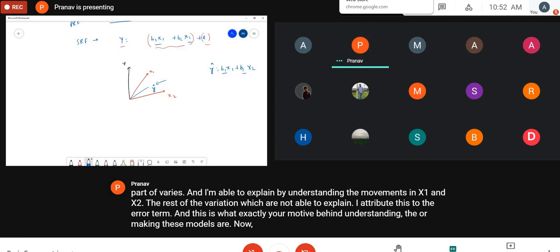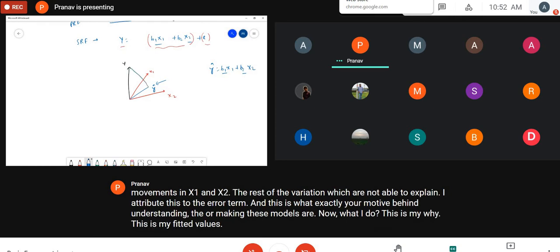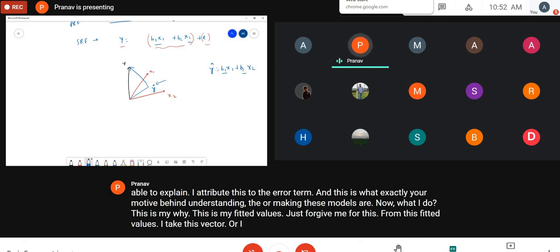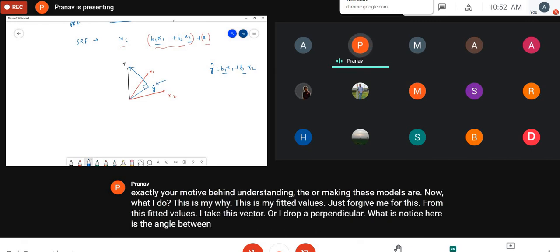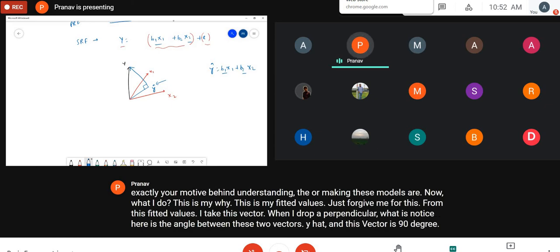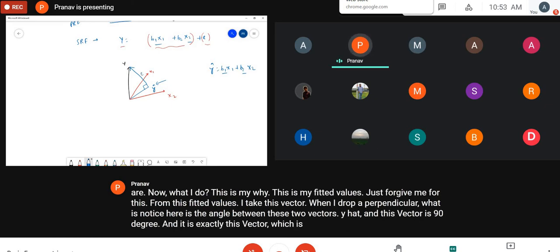Now what I do, this is my y, this is my fitted values. From this fitted values, I take this vector or I drop a perpendicular. What I notice here is the angle between these two vectors, y hat and this vector, is 90 degree. And it is exactly this vector which is denoted by your residuals. And it is precisely what we are doing.